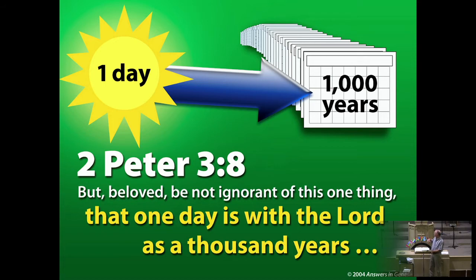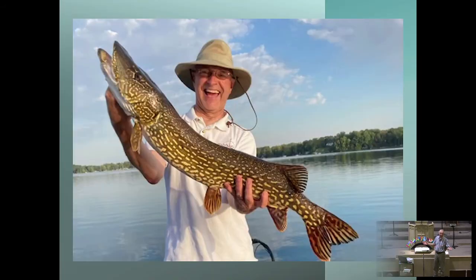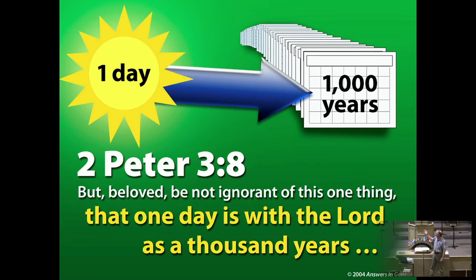You know, Peter says, but beloved, be not ignorant of this one thing, that one day is with the Lord as 1,000 years. Uh-oh, that means that in Genesis chapter 1, each of the days is 1,000 years? Well, first of all, that wouldn't help them anyway, because they need a lot more than 1,000 years per day, right? Millions of years for each of them. But anyway, what does Peter go on to say?